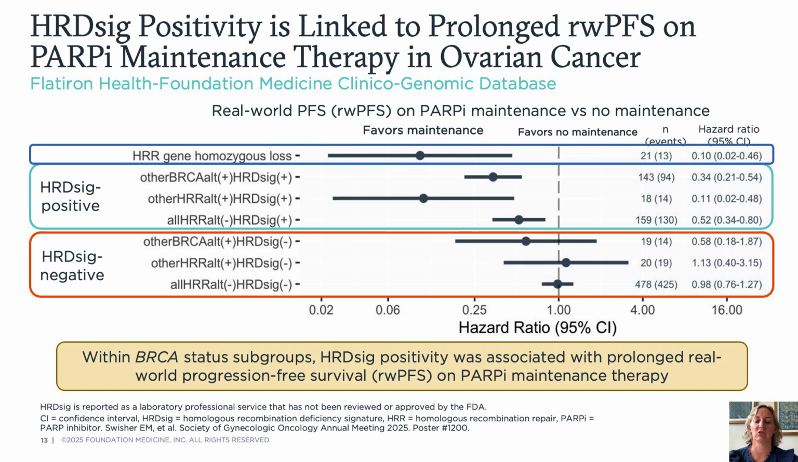This slide shows real-world outcomes with PARP inhibitor maintenance in ovarian cancer from the Flatiron Foundation Medicine database. Looking at the top half, patients who were HRD-Sig positive consistently benefited from PARP maintenance, regardless of whether they had BRCA alterations or other HRR alterations or no HRR alterations. All hazard ratios are well below 1, showing longer progression-free survival. In contrast, patients who were HRD-Sig negative, shown at the bottom, did not see the same benefit.